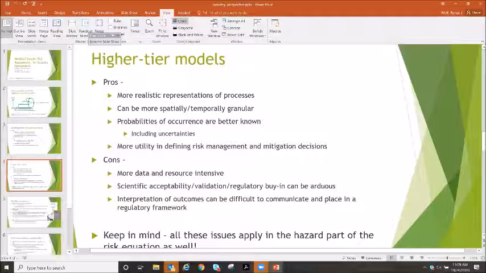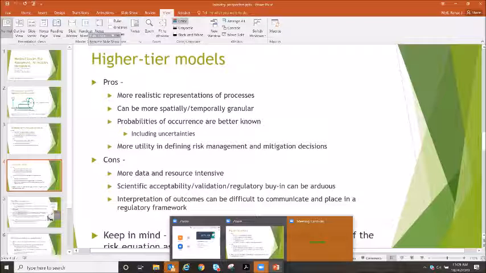And then the things with higher tier models, as you can imagine, trying to put this in a regulatory framework: if you're saying this could happen, well, what's the likelihood that it could happen? But how do you place that in a national context to make a regulatory decision? So that can be difficult to show, and more importantly, it can be difficult to communicate. And then putting that within a regulatory framework for decision making can also be difficult. So next slide.